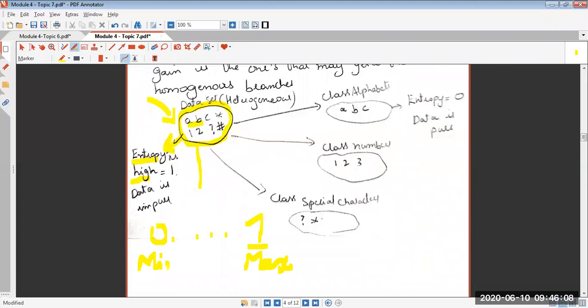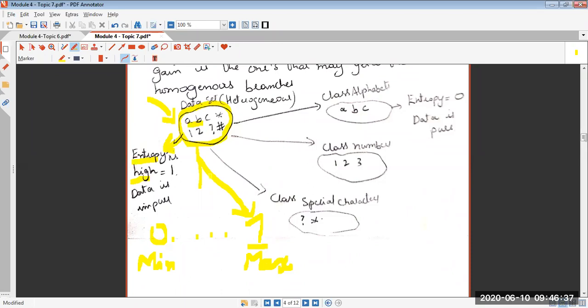Now, what do you mean by high entropy? It's completely disorganized, data is completely mixed up, it is heterogeneous. In that case, it will have a value 1. This is the case here. You can see the data set is completely mixed up with different types of characters. It's alphanumeric. Okay. So the entropy is high, it is 1.